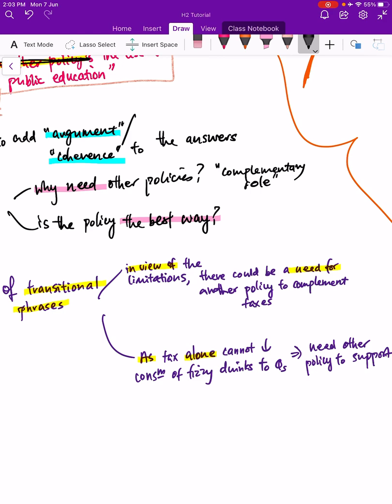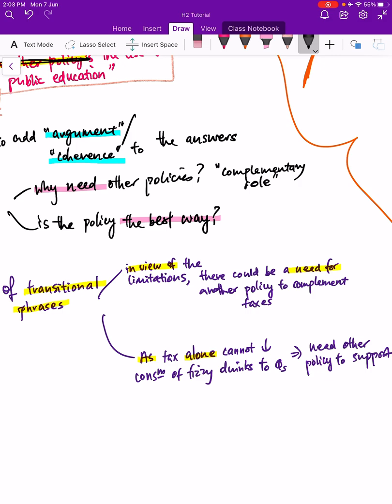So these are phrases that you can use to replace the words "another policy". Or the other phrase that I mentioned over here: "as tax alone cannot reduce the consumption of fizzy drinks to a certain level". So the words "as" and "alone" show why you will need another policy to support. When you use such transitional phrases, then you bring in another policy with a better flow in terms of your argument and the coherence in your answer, and not just everything being "another policy, the second policy".